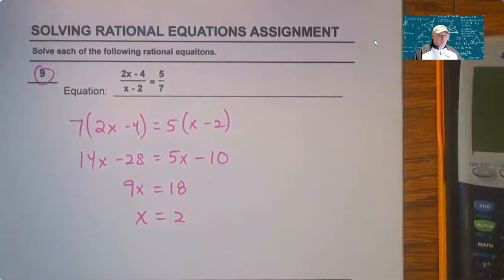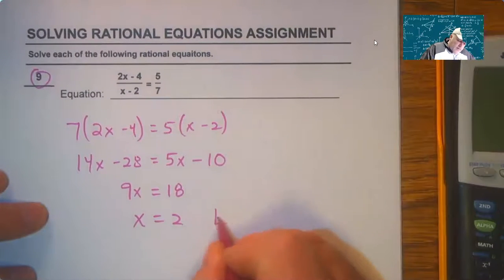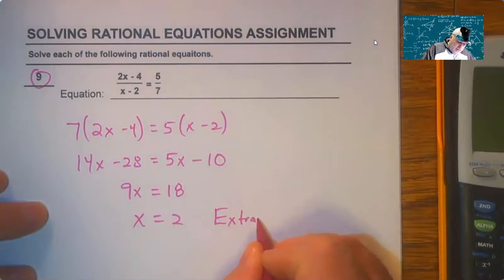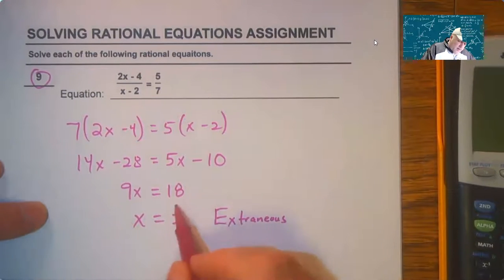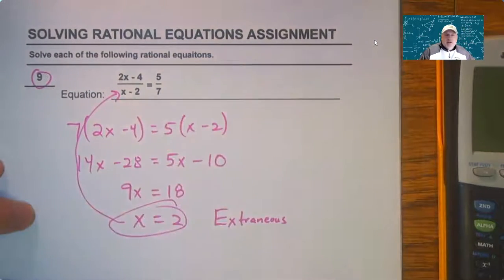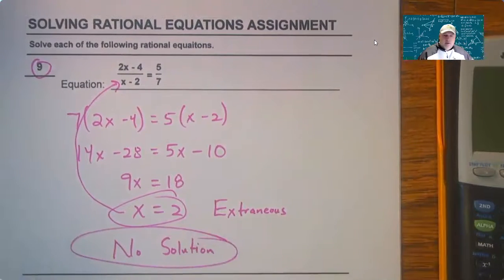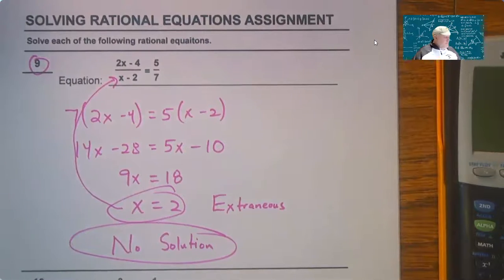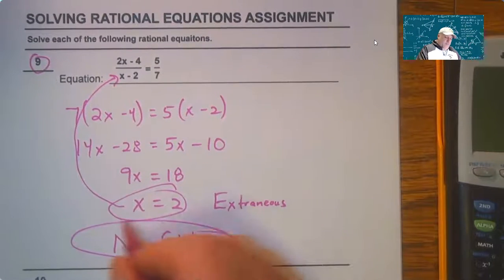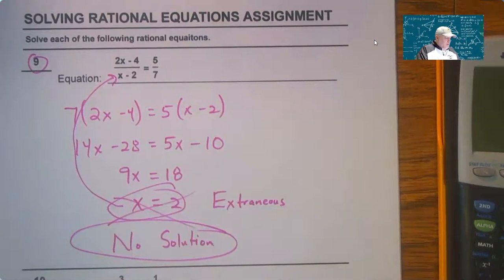Now, I did this deliberately. You cannot have 2 as a solution. This is extraneous, because when you put it in, back up here, it puts a 0 in the denominator. So this is a no solution. So I wanted to include one of those that has an extraneous solution. So you always need to check against that denominator all the time.